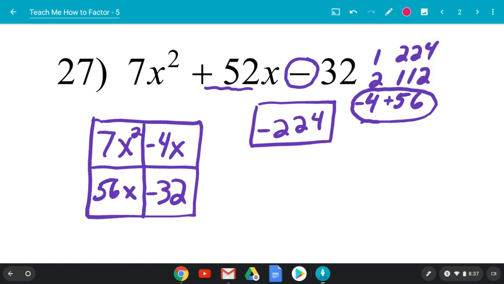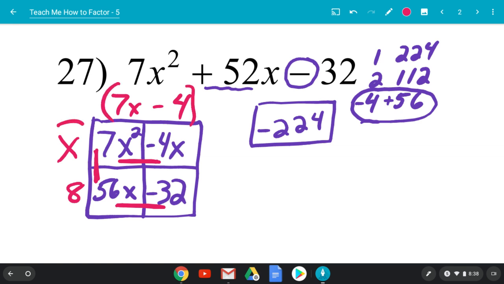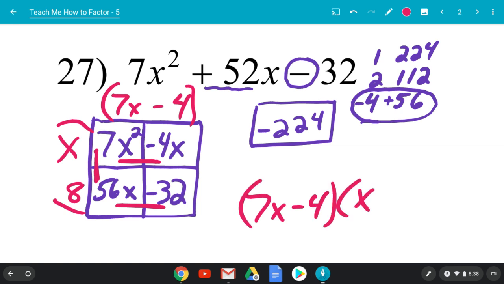Everybody okay with where I got my numbers? Wonderful. So now I take the GCF: x, 8, 7x, negative 4. So I've got 7x minus 4 times x plus 8. Questions?